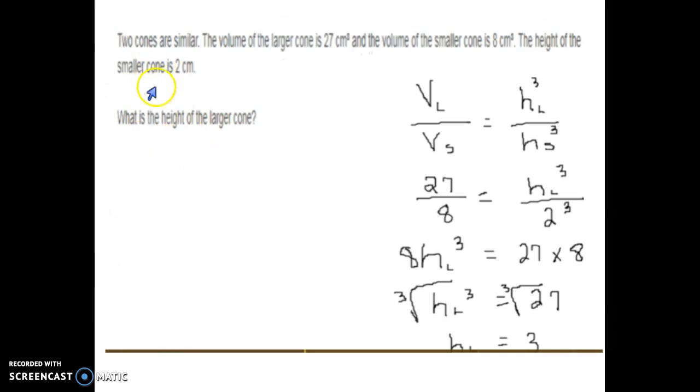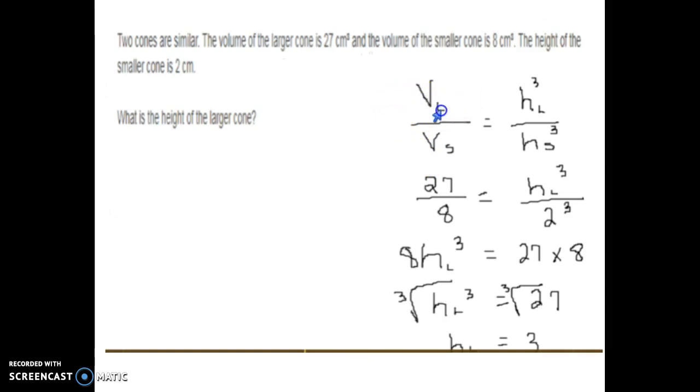The second one, this is very similar to the first one. They're actually looking for the height of the larger cone. So what is the height of the cone? They tell you the cones are similar. The volume of the larger is 27. The volume of the smaller is 8. And the height of the smaller is 2. So you're going to set this up the exact same way.